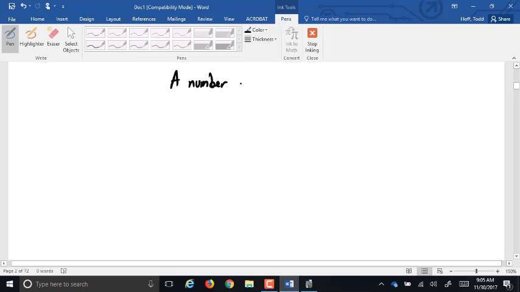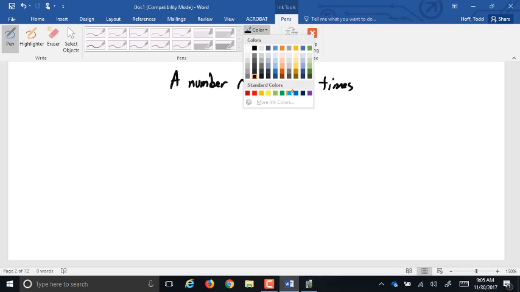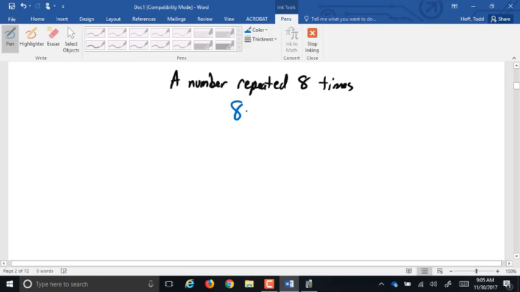Let's say I have a number repeated 8 times. That's multiplication. So that would simply be 8 times X or 8X. We don't need the multiplication symbol in there. Other phrases? 8 times a number. There's the fancy word. The result of multiplying 8 and a number would work.